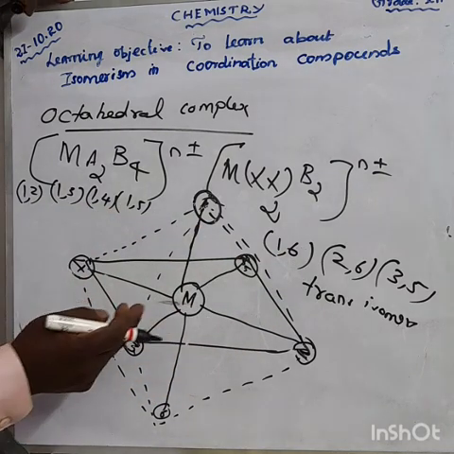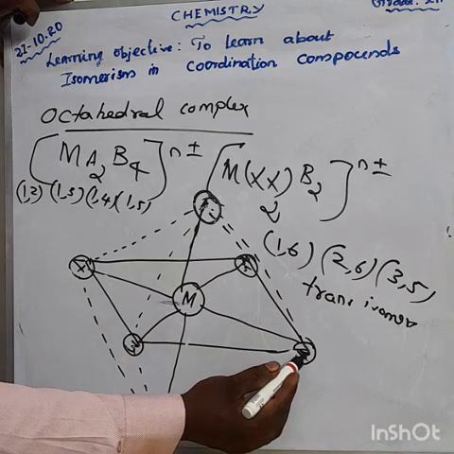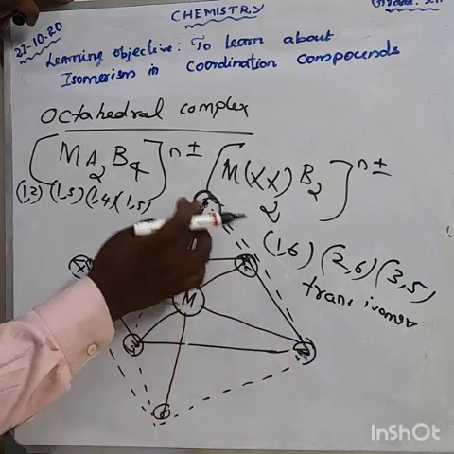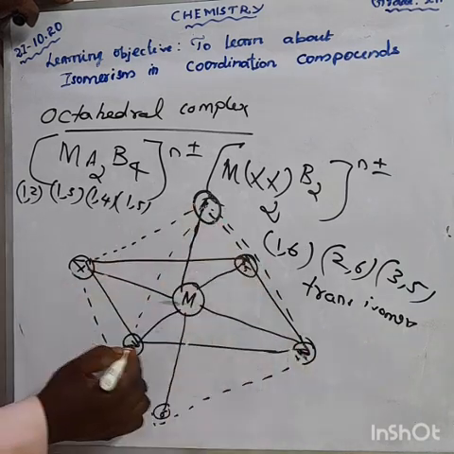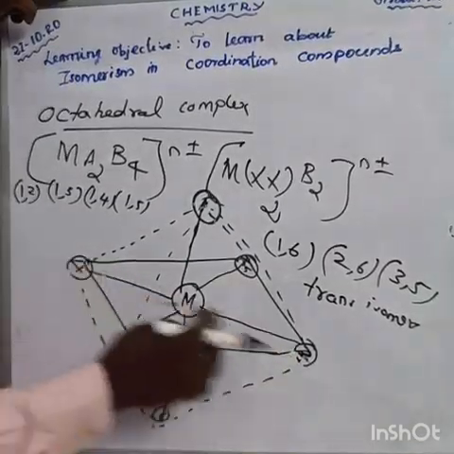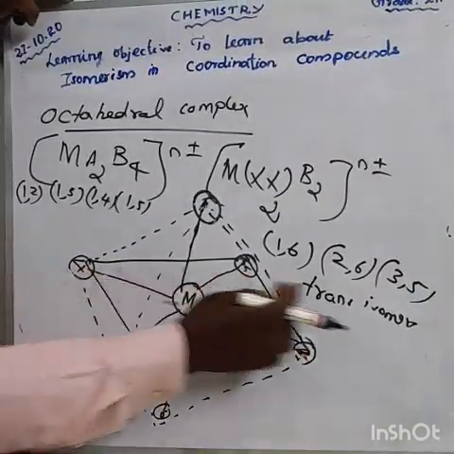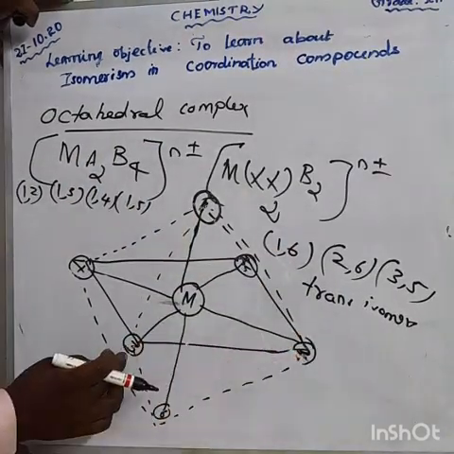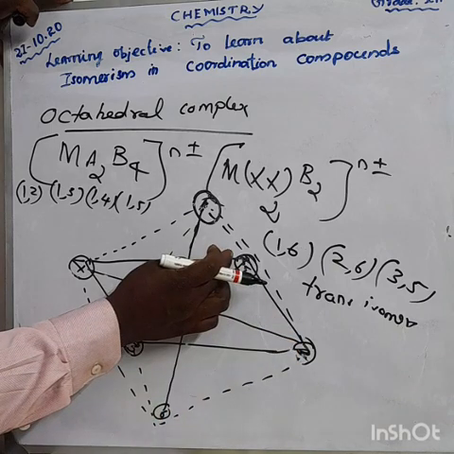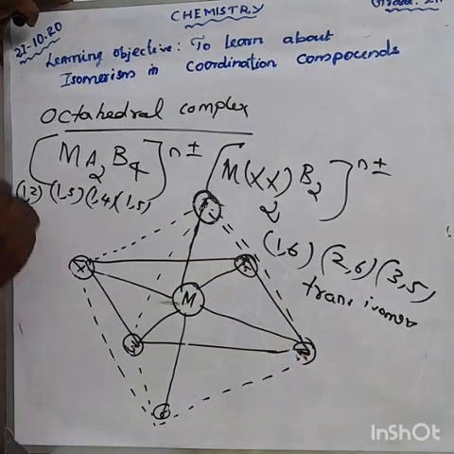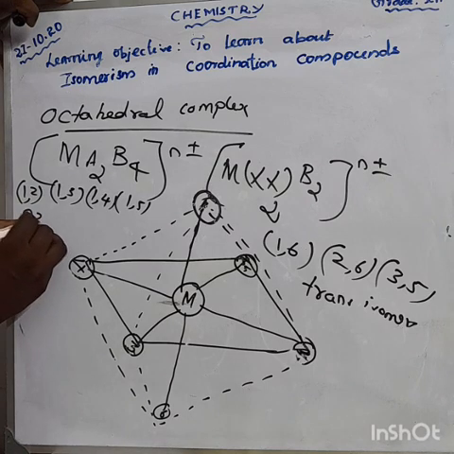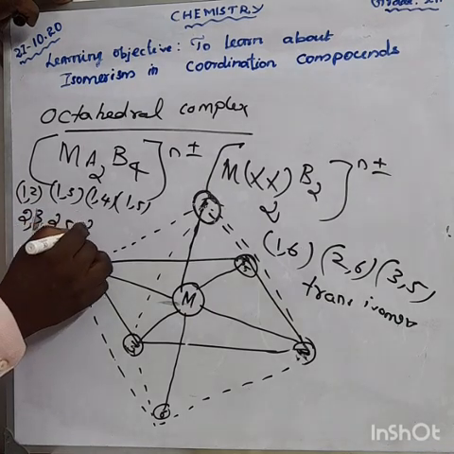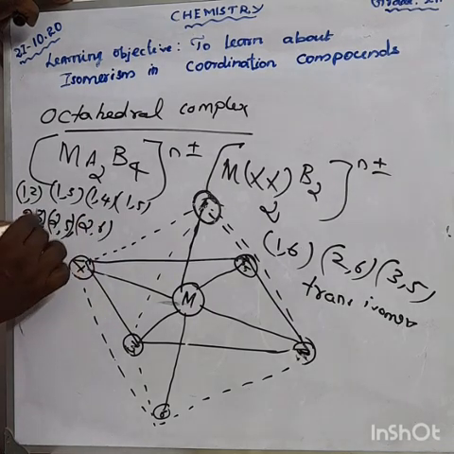And about position 2: 2 and 3, 2 and 5. 2 and 4 is trans, we already know that. Then 2 and 3, 2 and 5, 2 and 6 are cis isomers.